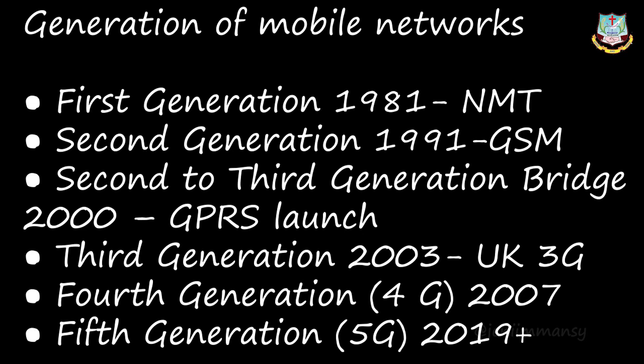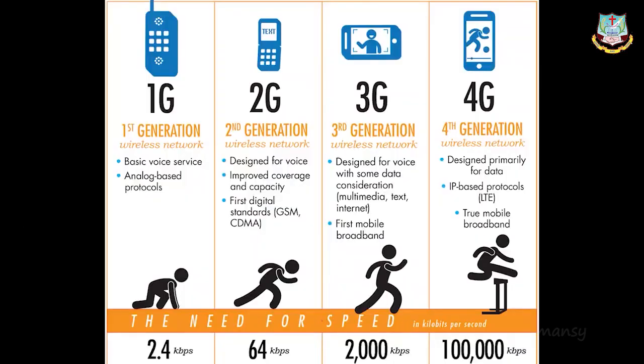First generation means the year 1981, okay? 1G was launched in 1981. During the initial periods, mobile networks used only analog transmission, right? This was launched as NMT, Nordic Mobile Telephone Communication. We'll say this 1G is Nordic Mobile Telephone Communication, and that's what they have given us here as NMT, right?